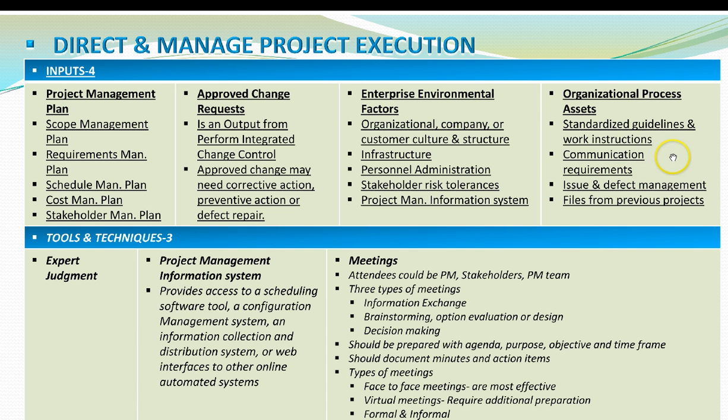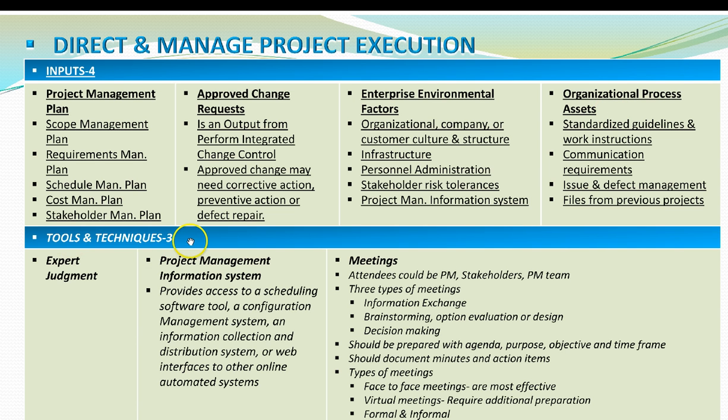The organizational process assets include standardized guidelines and work instructions, communications requirements, how we are going to communicate with the team and the stakeholders, issue and defect management, how do we work with the issues and how do we manage these issues and defects that come from the whole processes. Then files from the previous projects. Anything to do with historical documentation and previous files and lessons learned are from the organizational process assets.